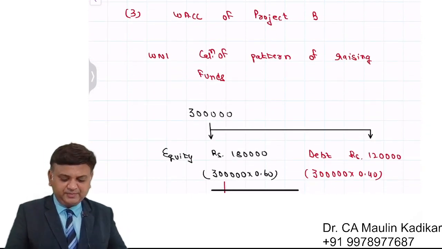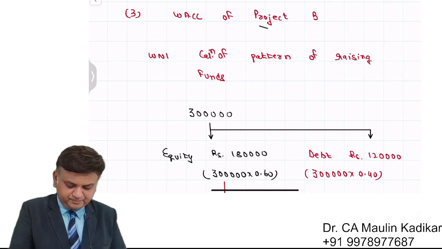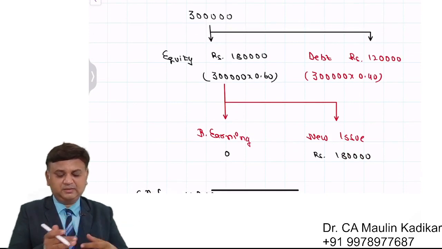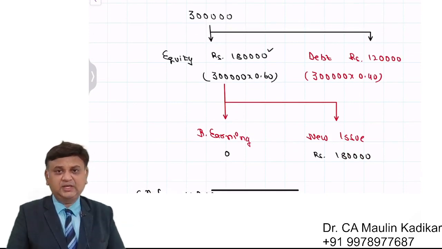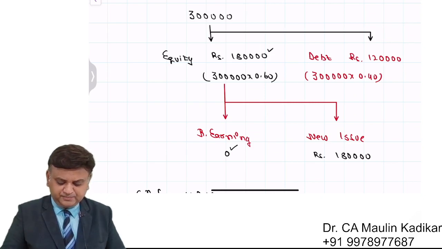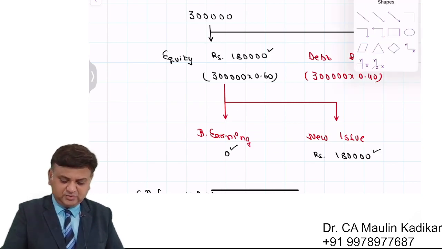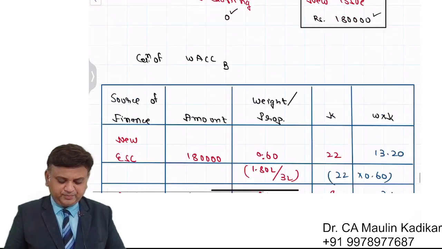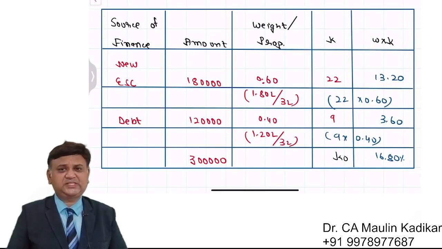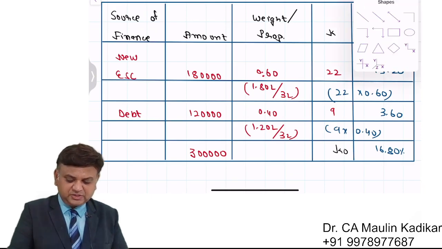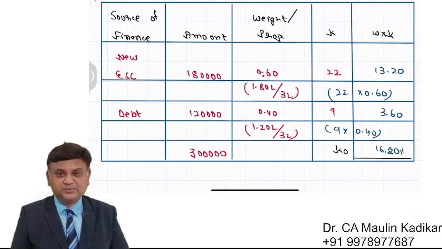Next, weighted average cost of capital for project B. In that, what we will do, the pattern of raising the financing. As far as the equity component is concerned, it is 1,80,000, but this time the retained earning is exhausted. So retained earning will be taken as 0 and new issue will be taken as 1,80,000. Debt financing will be 1,20,000. Again, we compute the proportion 60-40 multiplied with the respective cost will give the weighted average or overall cost of capital. That is what we understand.